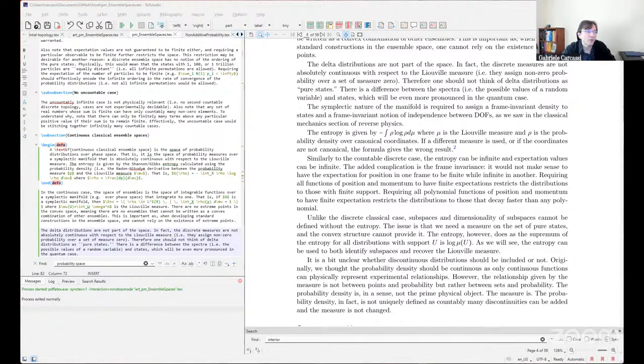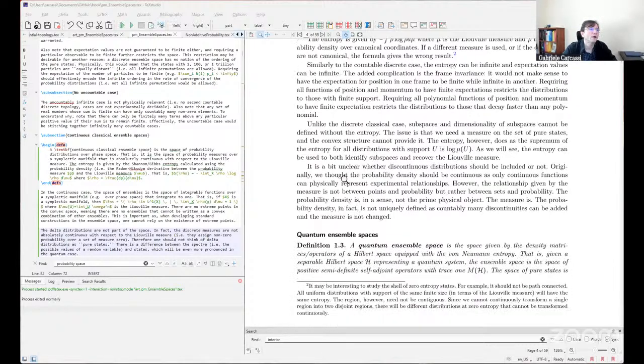As we'll see, the entropy can be used to both identify subspaces and recover the Liouville measure. A lot of what we do in the ensemble space is actually to use the entropy to rederive a bunch of things, including subspaces and Liouville measure and analogous things for quantum mechanics. So going forward, it is a bit unclear whether discontinuous distributions should be included or not. I am starting to have a better idea, actually, as of yesterday, because I finally solved a big confusion that I had in my head.